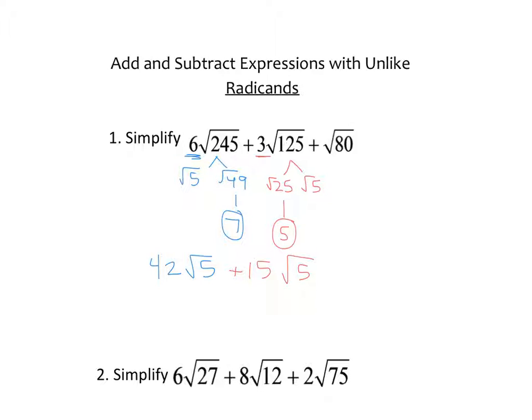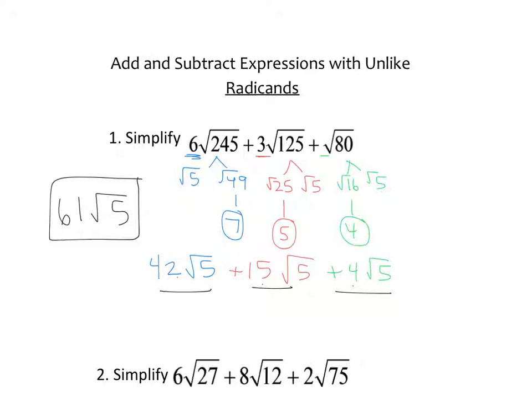And let's look at now the last term to simplify, breaking down 80 into 16 and 5, and the square root of 16 is 4. And I have nothing in front of the radical, so I just can take out the 4 and get plus 4 square roots of 5. So what do you know? All of these terms are like radicands because they all have square root 5 under the radical. So I'm now just going to add these terms. I'm going to add 42 plus 15 plus 4 to give me 61 square roots of 5 for my answer.